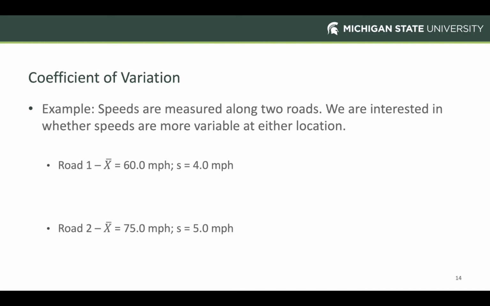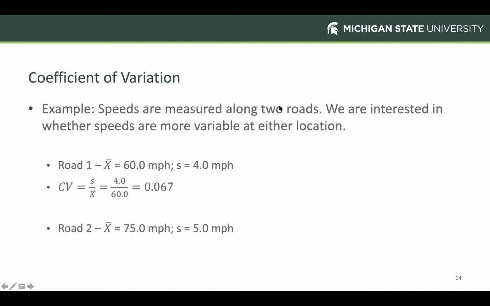The next slide has just a simple example to demonstrate this. So it's continuing with the speed example. We may have speed measurements along two roads, and our standard deviation is 4 miles per hour in one case and 5 miles per hour in the other case. And so we're simply interested in whether or not speeds are any more variable at one location or the other. Just from looking at the data, our initial inclination would be, well, clearly they're more variable at road 5 because we see a 5 mile per hour standard deviation versus 4 miles per hour.